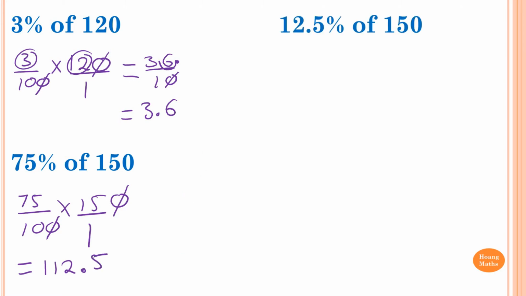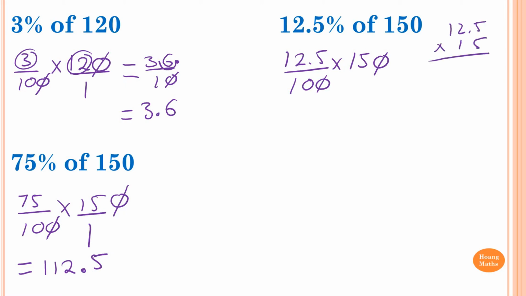12.5% of 150. So 12.5 per 100. I just write 12.5 over 100 first. Of means times. So you just times by 150. So I just cancel this 0 first. Then what I do, I just leave it as it is for now. Instead of simplifying, I just go 12.5 times 15 first. Now when you times with a decimal, we ignore the decimal. So just treat that as 125 times 15.